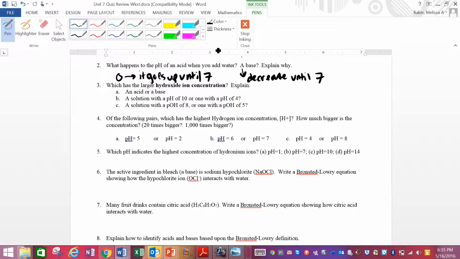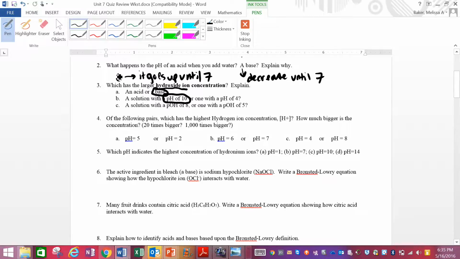Which has the larger hydroxide ion concentration? So which is more basic? So for letter A, that's easy. A base has more hydroxide ions. How about letter B? Something with a pH of 10 or a pH of 4? Well, pH of 10 because it's more basic.